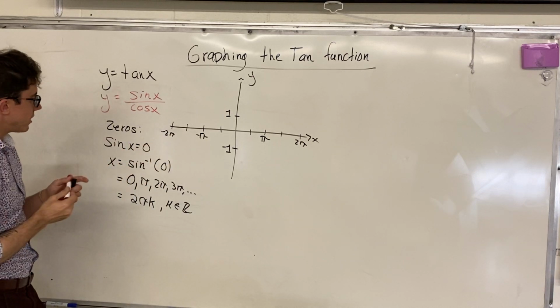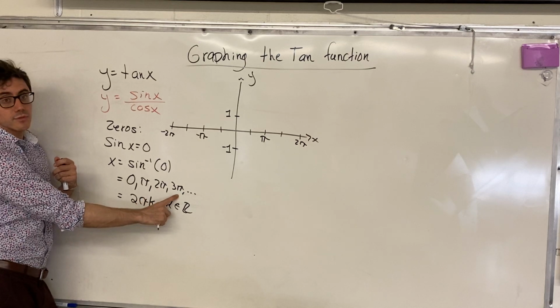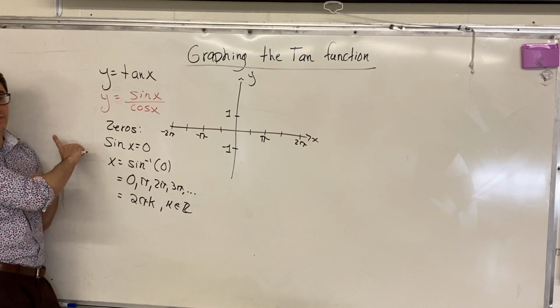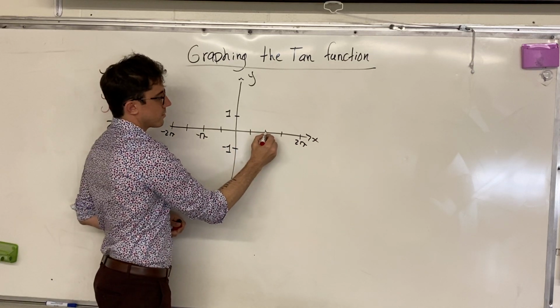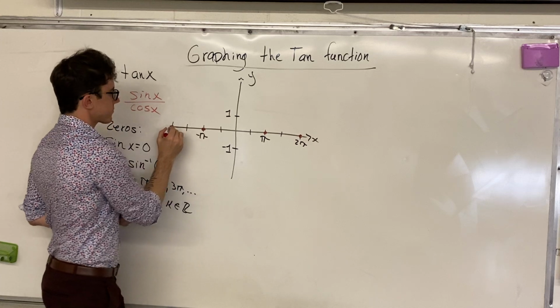That means that we know we get zeros at every integer multiple of pi. At 0 and every integer multiple of pi, even into the negatives. And so we can plot those points as such, okay?